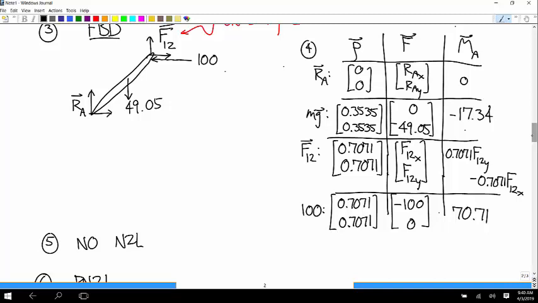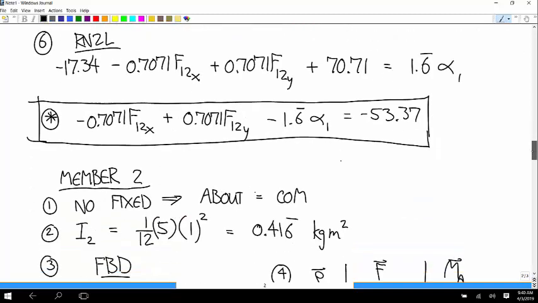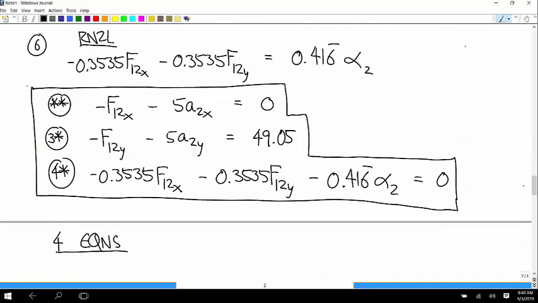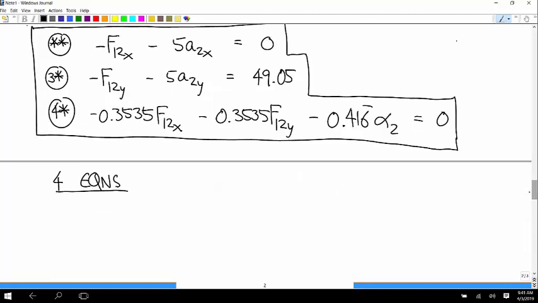But from our first equation, we don't have any RA, and we also don't have any acceleration. All we have is the force vector F12 and the angular acceleration alpha. So we have 3 variables in the first equation. And then in the next 3 equations, that's not new, but we do have the acceleration. So let's start writing these down.